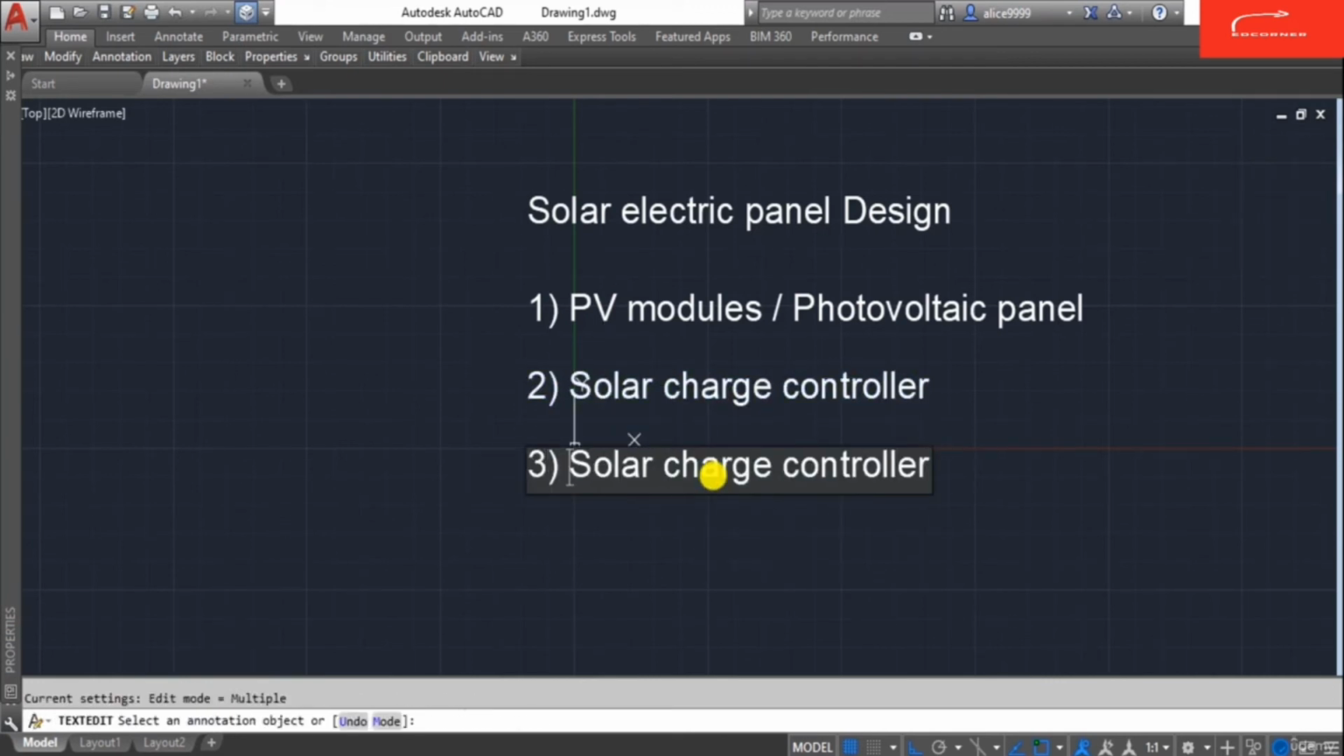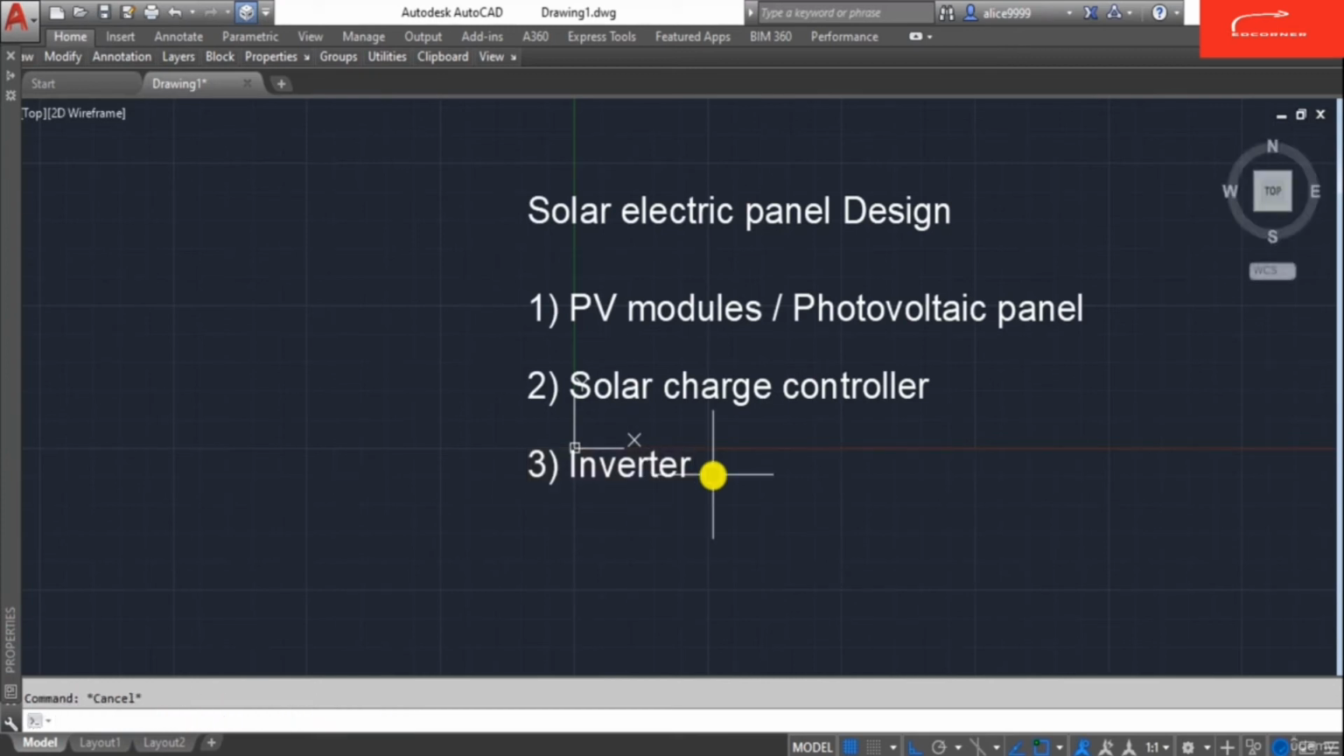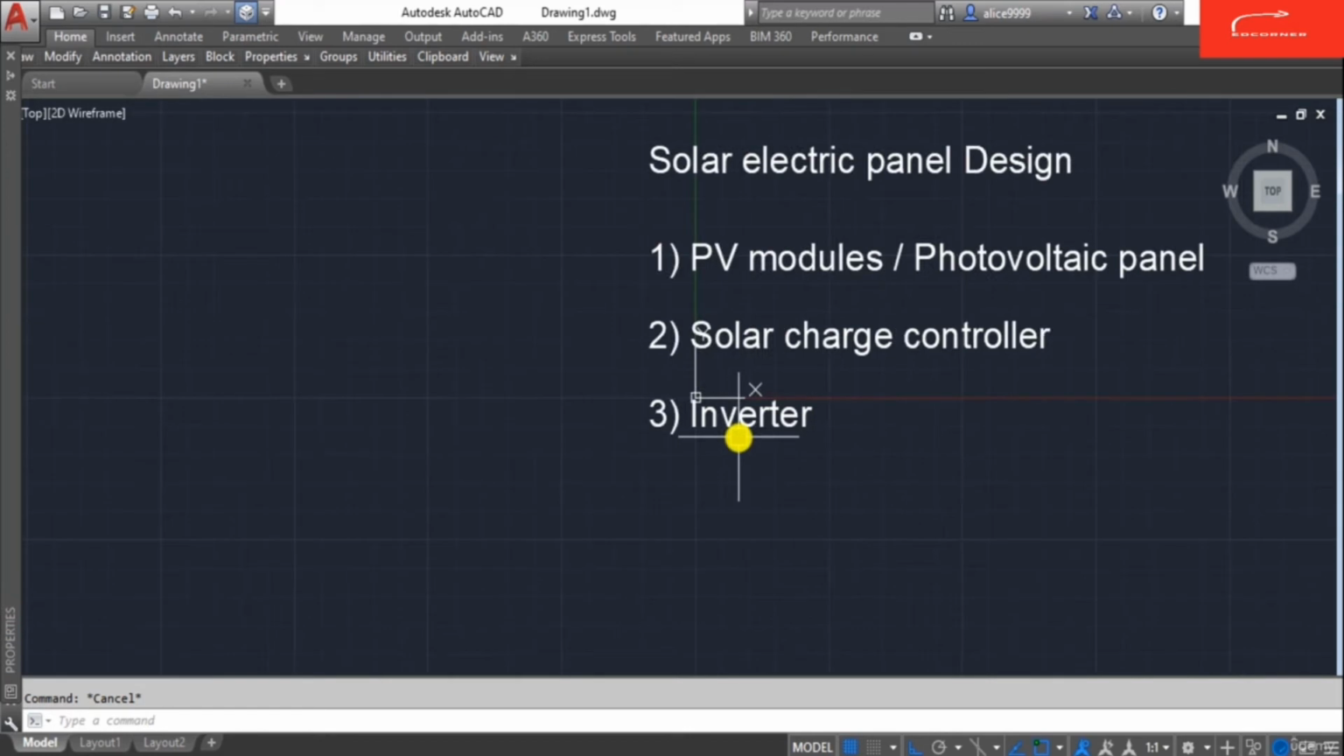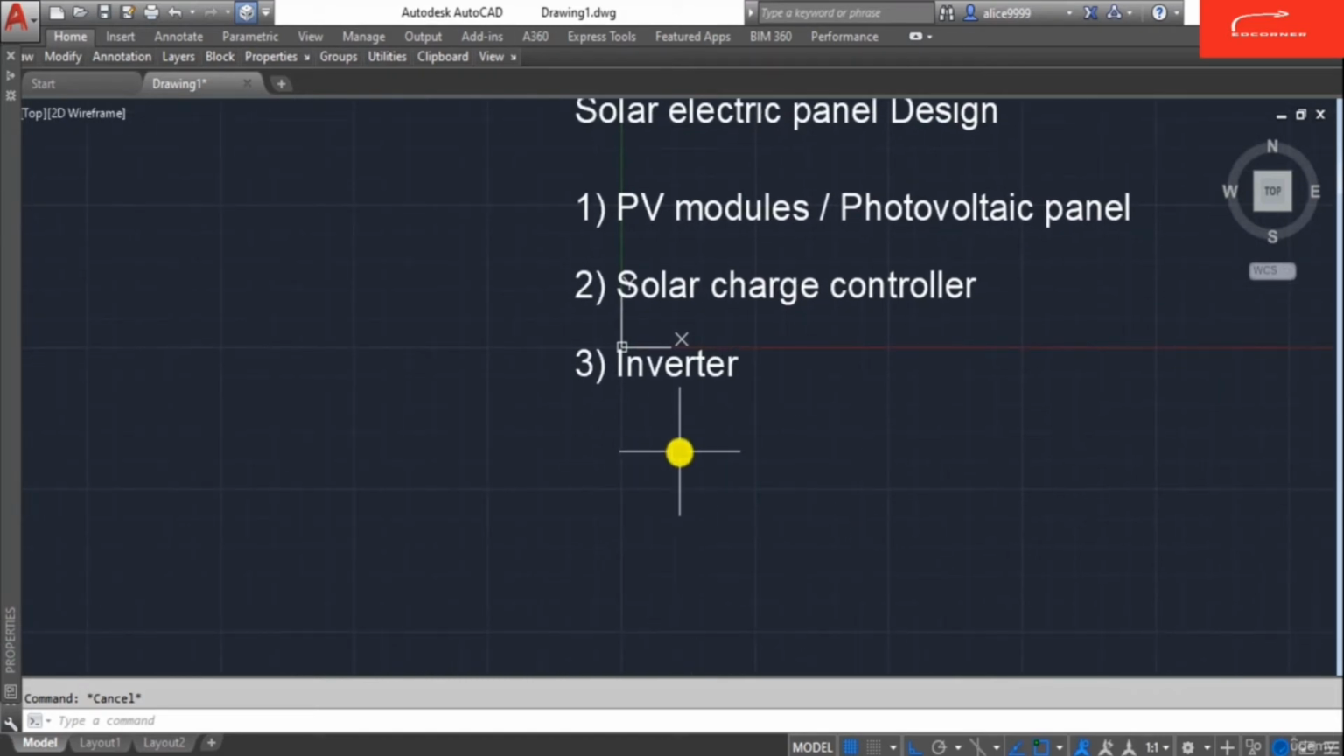The third main important part in a solar electric panel is the inverter. The inverter converts the DC output of PV panels or wind turbine into clean AC current for alternating current appliances, or feeds it back into a grid line. It means the inverter is the important part which converts your DC output into the AC output. That's why the inverter is a very important part.